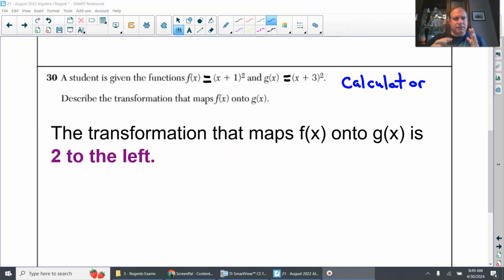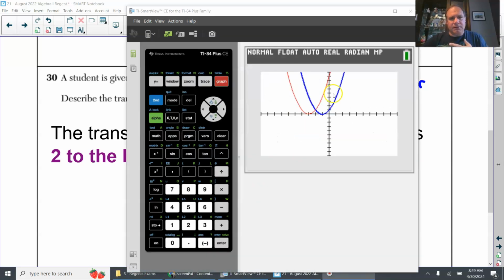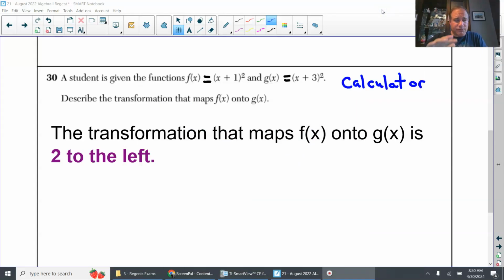And that's all. Simple, to the point. Use your calculator. You can see it. It's right there. See, this is the blue. It moves 2 to the left. Just make sure that you put the first one, f of x, in first as y1, and then g of x as the y2.